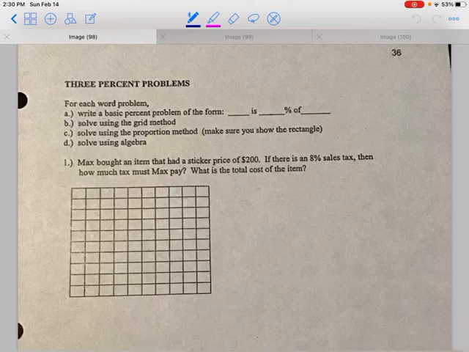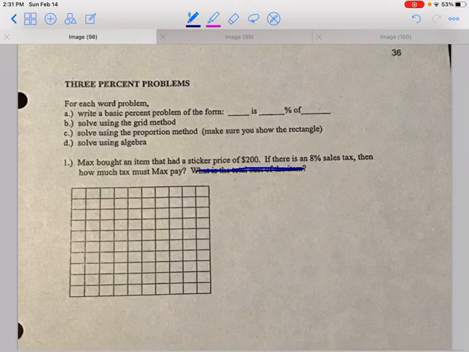So on each of these, you're going to work the problem 3 times. Okay, so let's take a look at page 36. The question is, Max bought an item that had a sticker price of $200. If there's an 8% sales tax, then how much tax must Max pay? I don't really care if you answer this second question. You can mark that one out if you want.